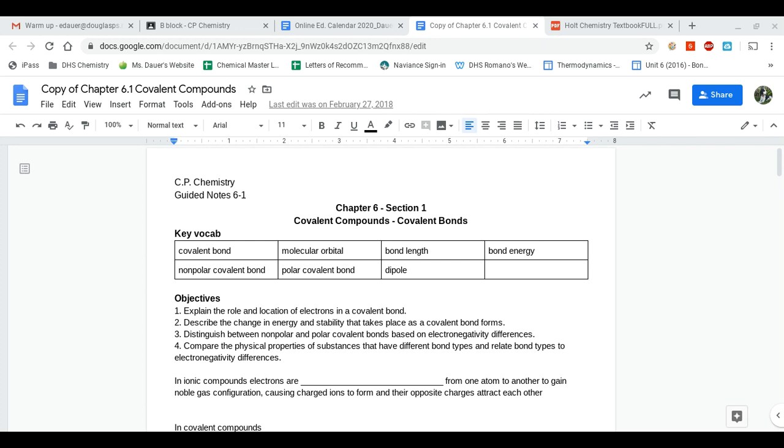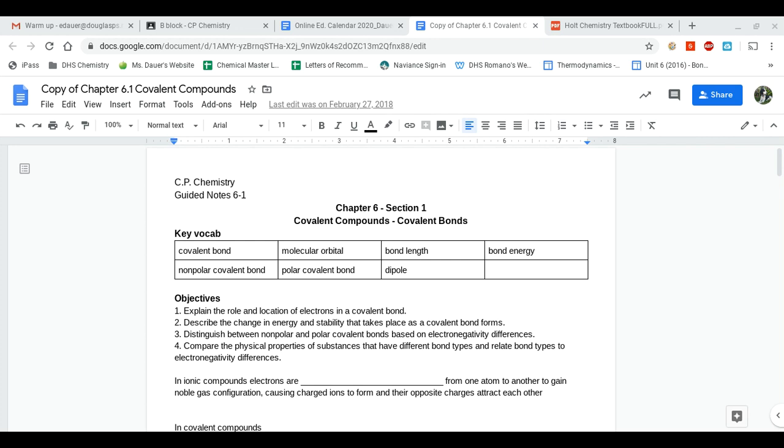Just a reminder of our vocab and our objectives. We've got a ton of vocab terms here. Not all of them are going to be seen today, but covalent bond, molecular orbital, bond length, bond energy, nonpolar covalent bond, polar covalent bond, and this thing called a dipole. Our objectives, we have 4 of them. Number 1, explain the role and location of electrons in a covalent bond. We're going to have a specific word for that.